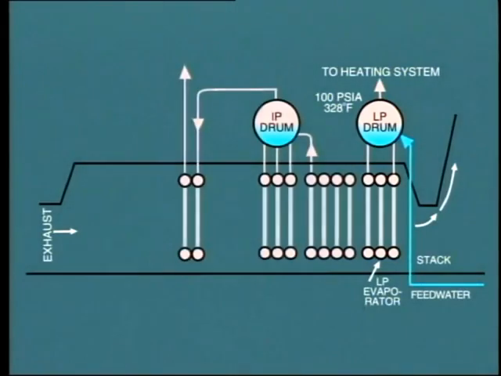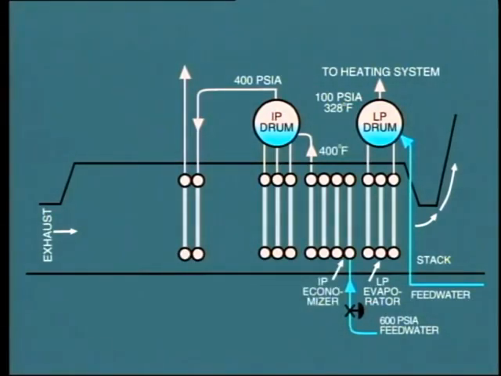Now, let's look at the intermediate pressure system, which operates at 400 psia. Note that the incoming feed water must have sufficient pressure to overcome the pressure in the steam drum. In this case, the feed pump is delivering 600 psia to the control valve. Feed water passes through the IP economizer and into the drum. Steam is produced in the evaporation section and rises to the top of the drum. From here, saturated steam is passed through the IP superheater, exiting at a temperature of 700 degrees Fahrenheit. This steam is then delivered to the industrial process in the plant.